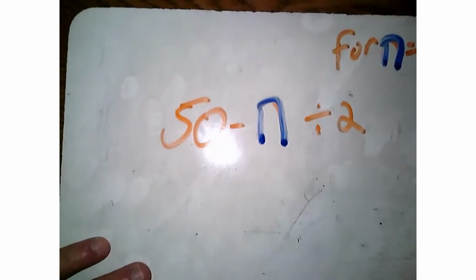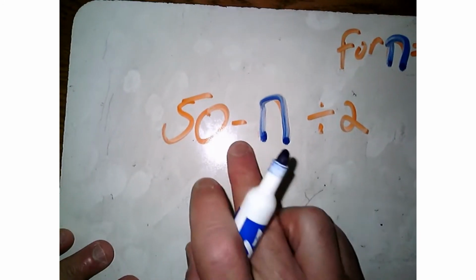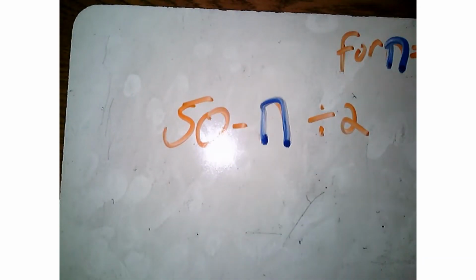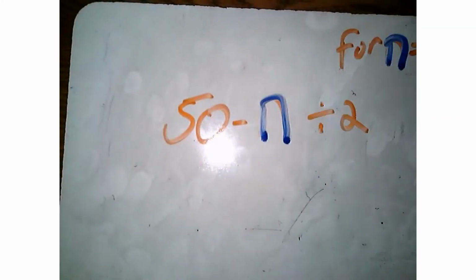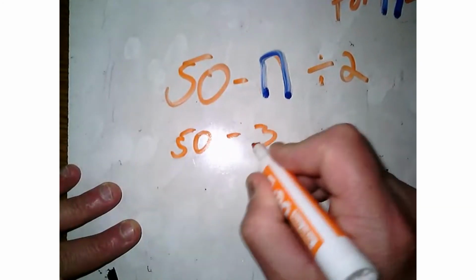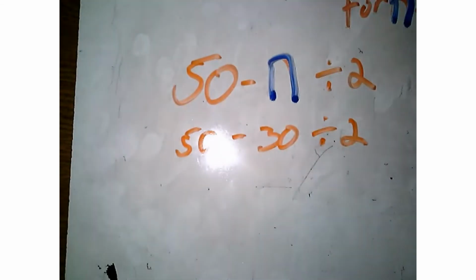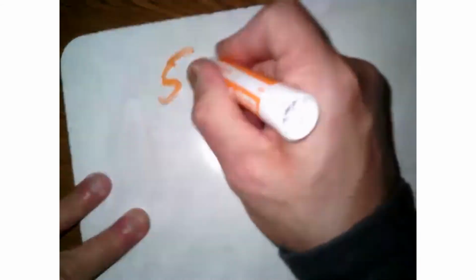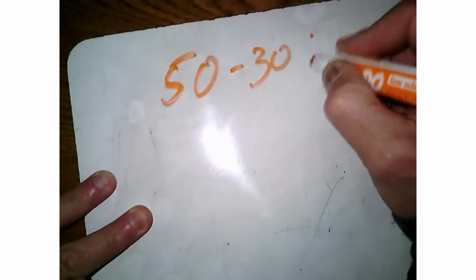So in this problem, there's a subtraction and a division, and it's 50 minus n divided by 2. And it says for n equals 30. Hope you can see that. There it is right there. Anyway, so we're doing a substitution. All that means is make n equal 30. So 50 minus 30 divided by 2. When you get a problem like this, it would be a PEMDAS problem. I'm going to erase and give myself some more room. So it was 50 minus 30 divided by 2.